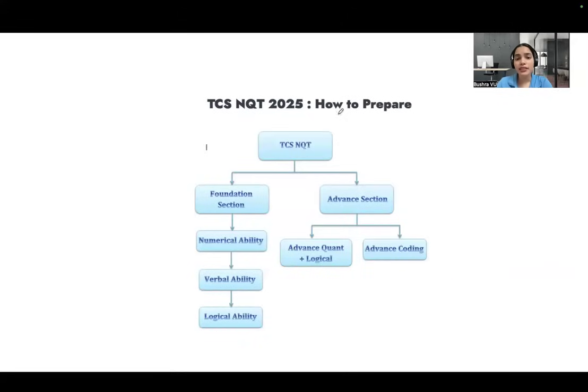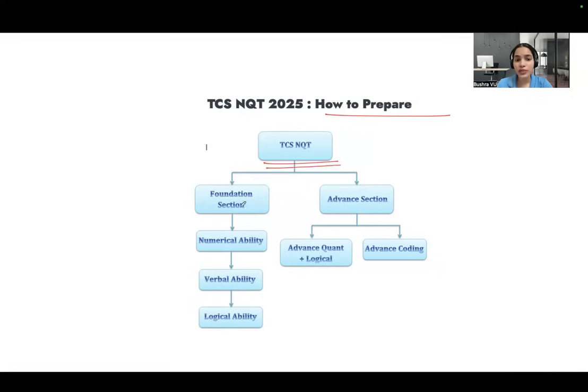Okay. Now let's understand how to prepare. Now that we know what the exam pattern is, what questions are asked, how many questions are asked in each section, and how many minutes are given to each section, we have figured out all of these. But now let's try to understand how to first prepare. Okay, TCS NQT is here.